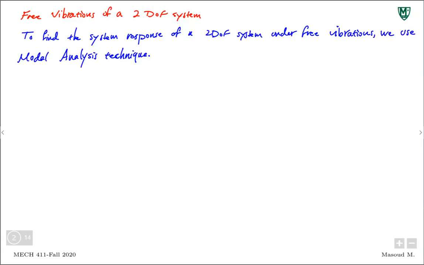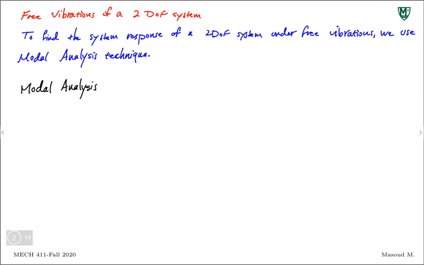Let's just start here. So modal analysis, I'm going to put it under modal analysis. I don't know, for some reason my handwriting is not great today.